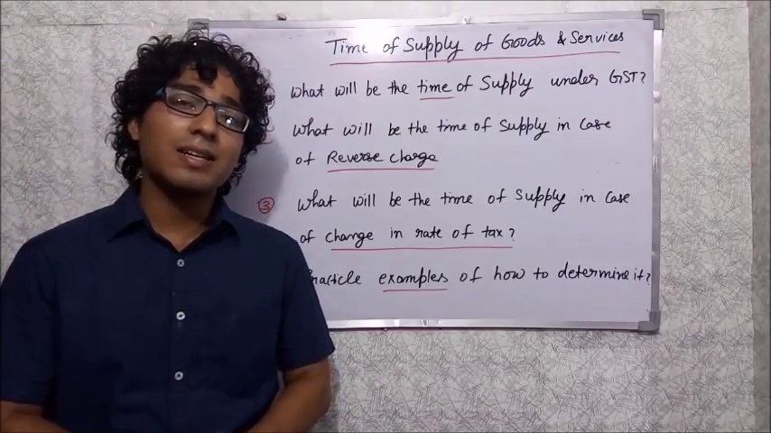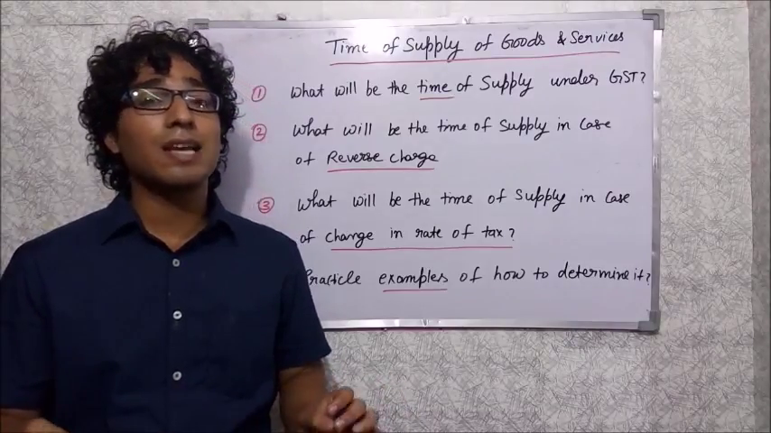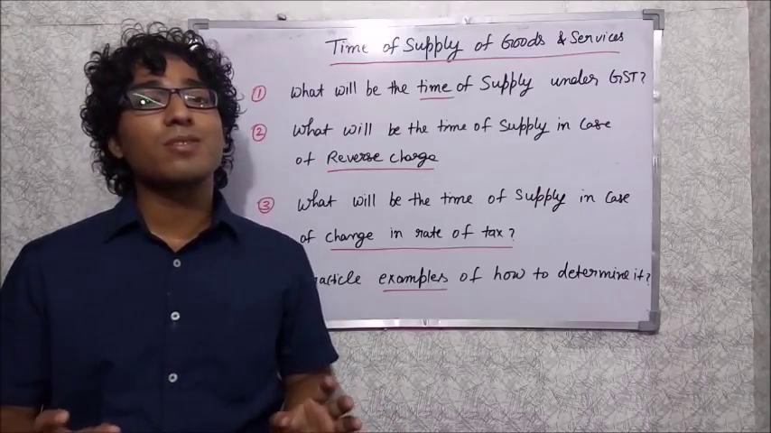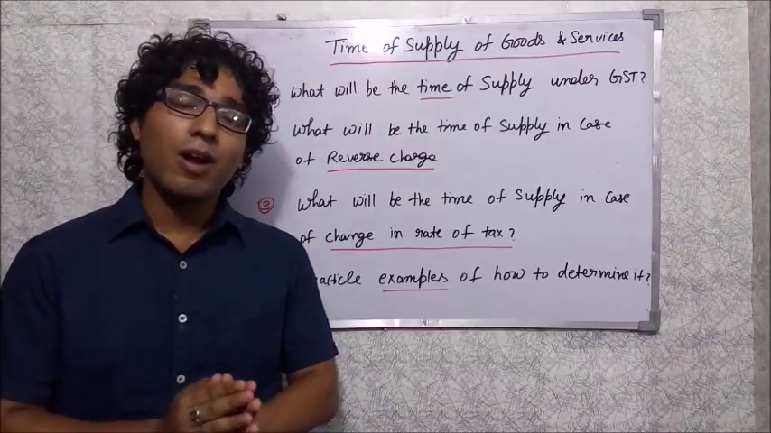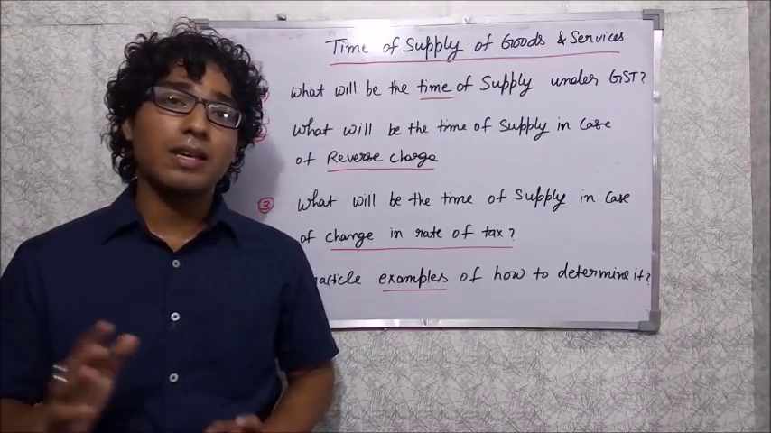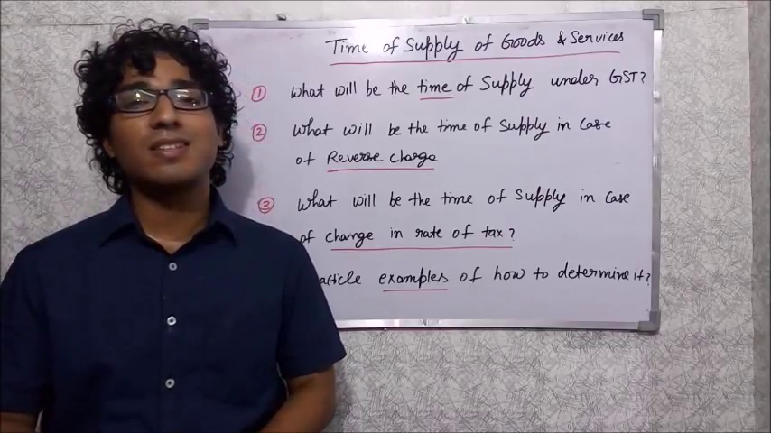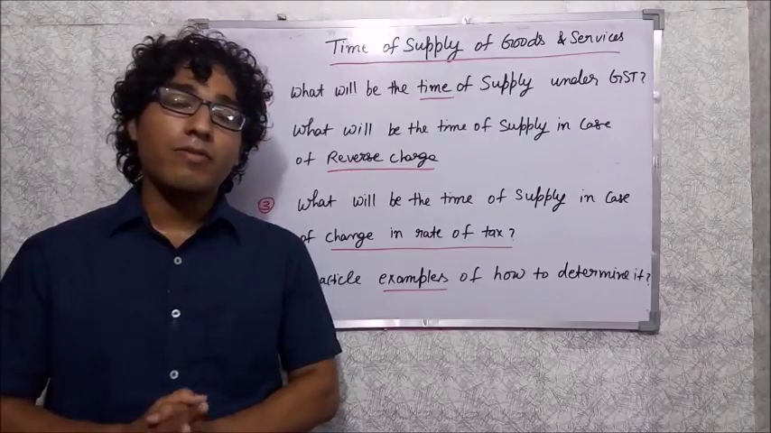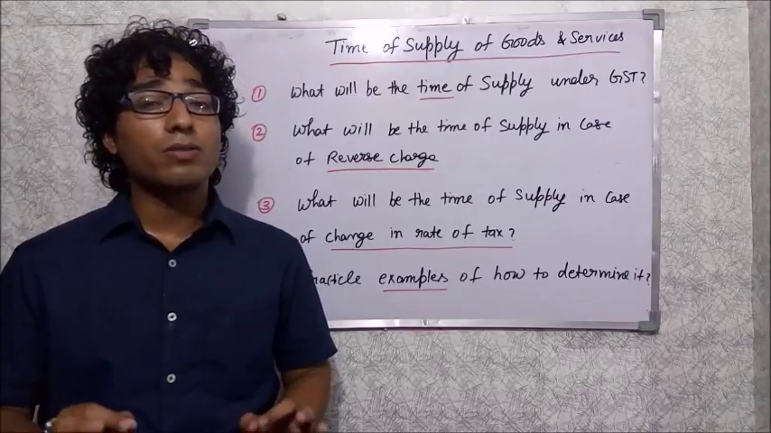So when you get the answer to when the time of supply of goods or services has happened, then you have to add up all the supplies of goods or services during that month, and then you have to make the payment on the 20th day of the following month in which your time of supply has actually happened.